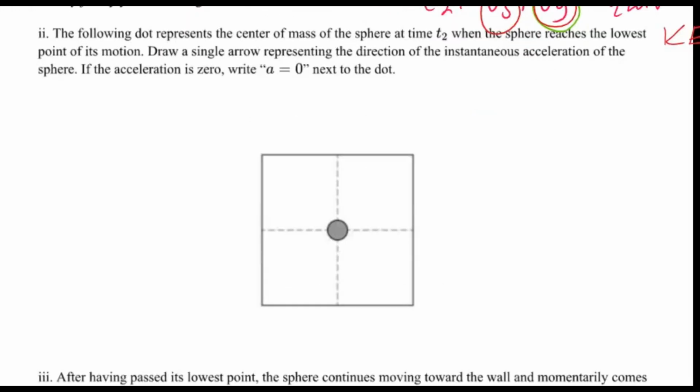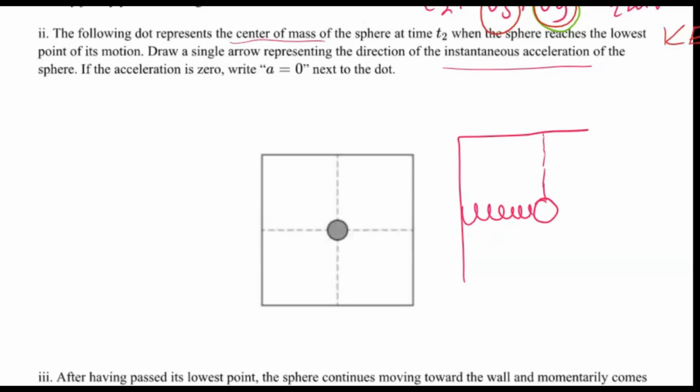All right, so now they want us to draw a single arrow that represents the direction of the instantaneous acceleration of the sphere. And this is for the center of mass at T2, so when it's at its lowest point. If the acceleration is 0, write a equals 0 next to the dot. So let's just draw our diagram. And we have our spring, and then our ball, and then that rope.